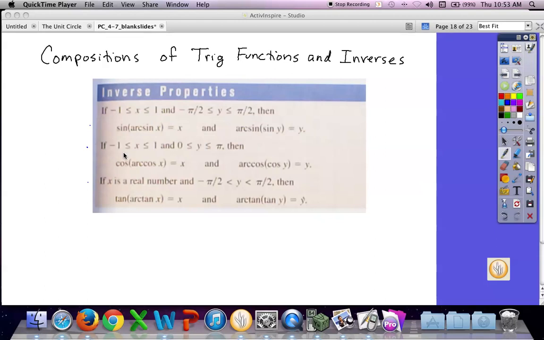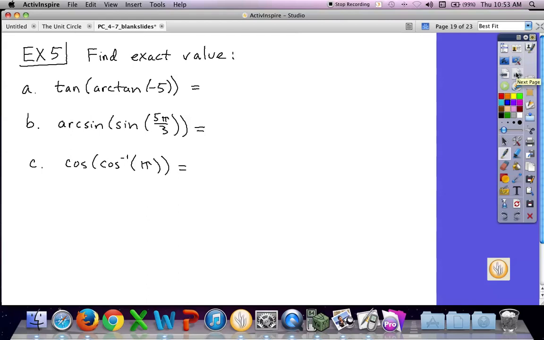Right? So here's this table you can look up in the books. Basically it's just telling us that if we take a composition of a function and its inverse, they should cancel as long as the domains are acceptable, right? The example is this, right?